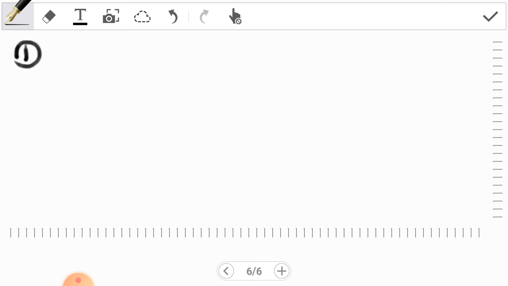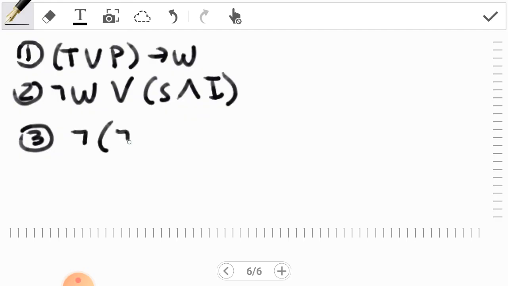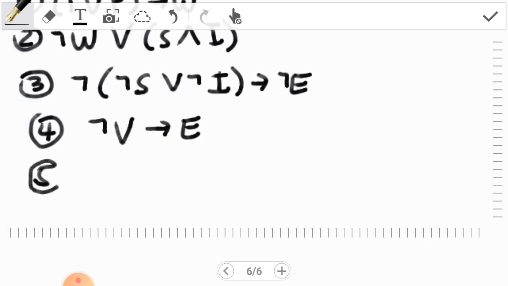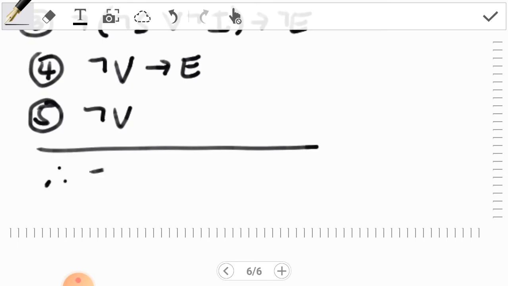Premise number 1: T or P implies W. Premise number 2: not W or S and I. Premise number 3: not S or not I implies not E. Then we have not V implies E. And number 5, we have not V. Conclusion: not T or P.